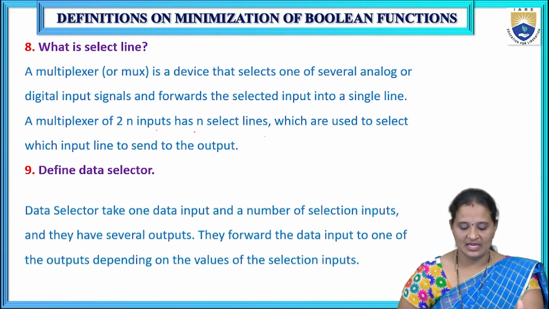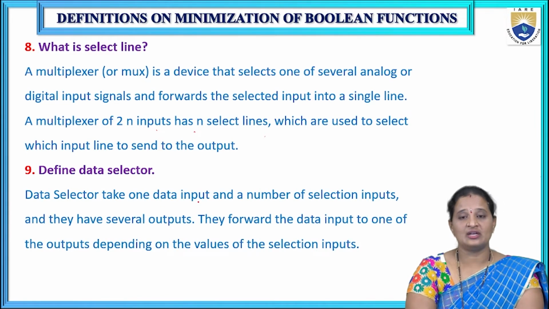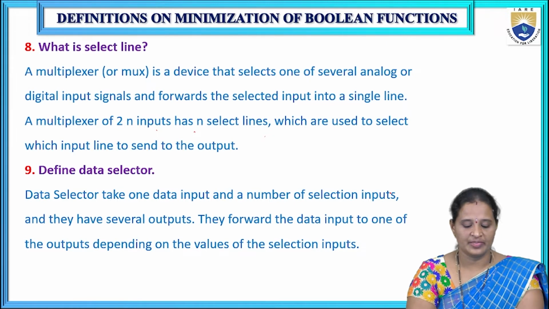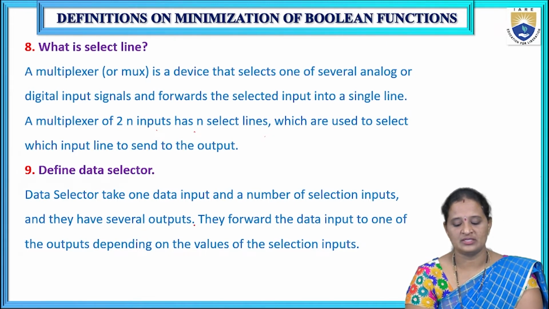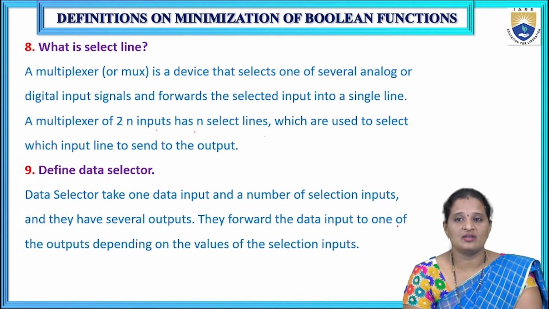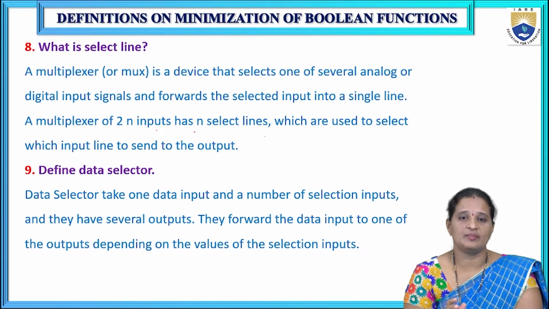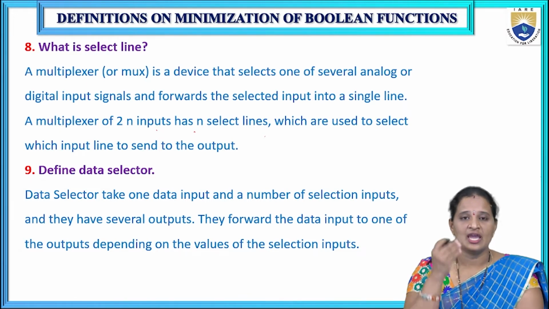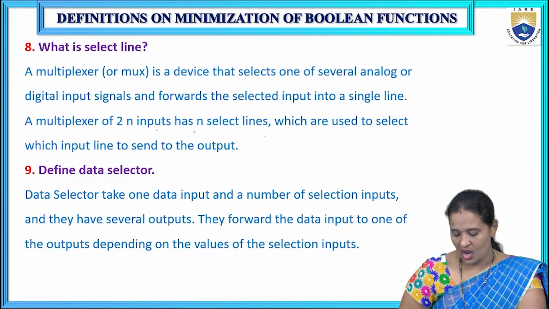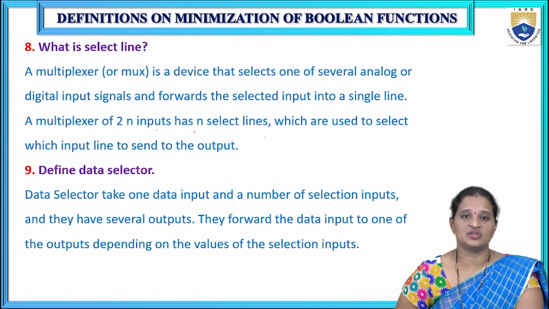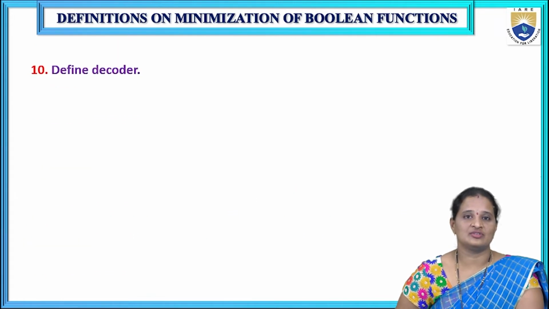Define data selector. A data selector takes one data input and a number of selection inputs, and has several outputs. It forwards the data input to one of the outputs depending on the value of the selection inputs. So depending on the selection inputs, any one of the data is selected and sent to the output. That kind of circuits are known as data selectors.